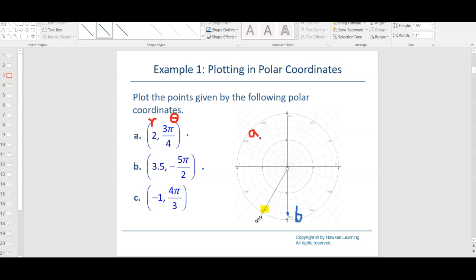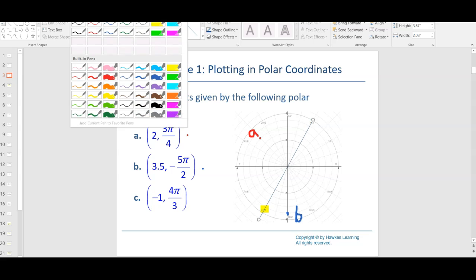But when r is negative, what you have to do is go back through the origin and you would be on the absolute value of that same one. So the absolute value of negative 1 is positive 1. So there's a half, there's positive 1. So there's positive 1, 4π/3. But when it's negative, we go back through the origin that same distance and put the point right there.